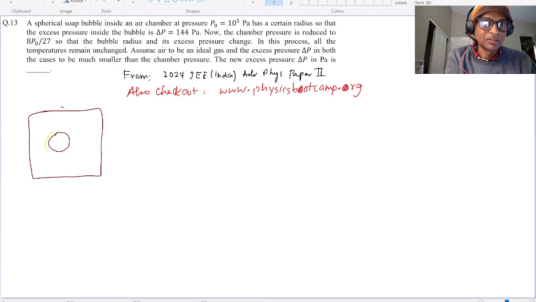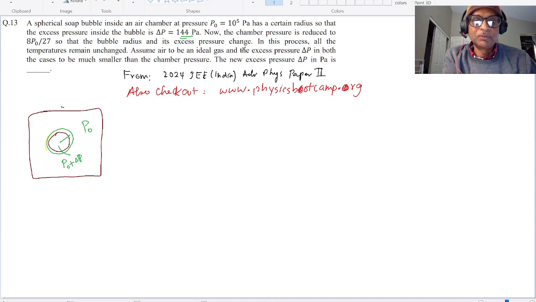Let me get a darker pen. Okay, so this soap bubble, and inside the pressure difference is that much, which means inside the pressure is P0 plus delta P. Outside is P0. And the reason you need a pressure difference is that it is maintained through surface tension on the bubble.